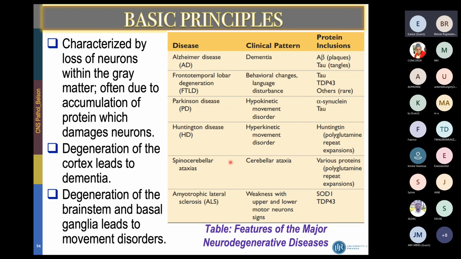So the most common is Alzheimer disease. You have others: frontotemporal lobar degeneration, Parkinson disease, Huntington disease, spinocerebellar ataxias, and amyotrophic lateral sclerosis.